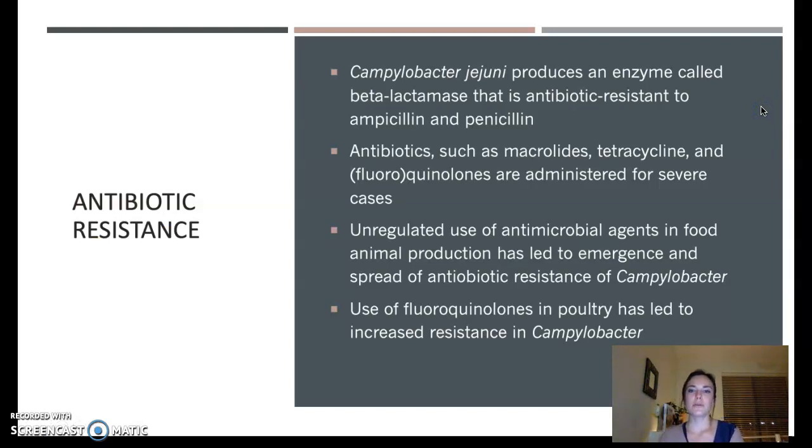Antibiotic resistance in Campylobacter jejuni is becoming more and more common with use of antibiotics. The enzyme beta-lactamase is antibiotic resistance to ampicillin and penicillin. Unregulated use of antimicrobial agents in food and animal products or production has led to the emergence and spread of the antibiotic-resistant strains. Especially use of fluoroquinolones in poultry production has led to an increase of antibiotic-resistant Campylobacter.